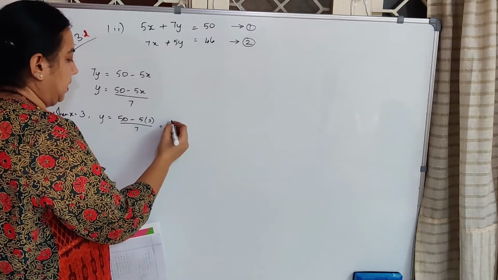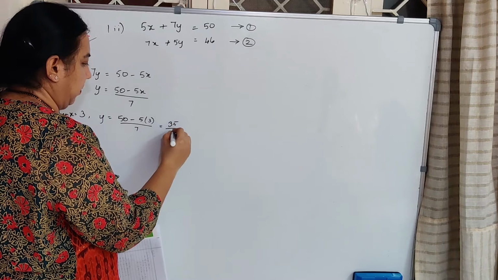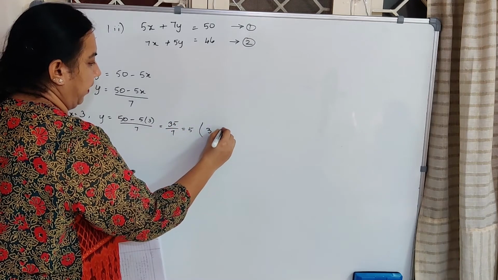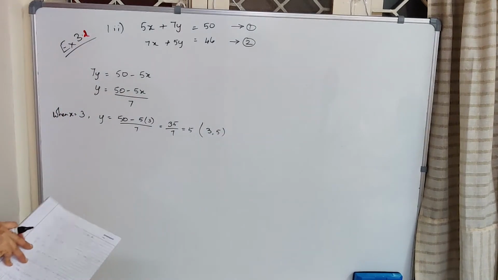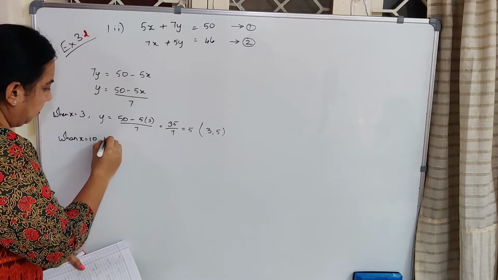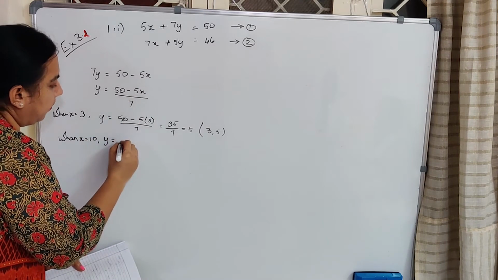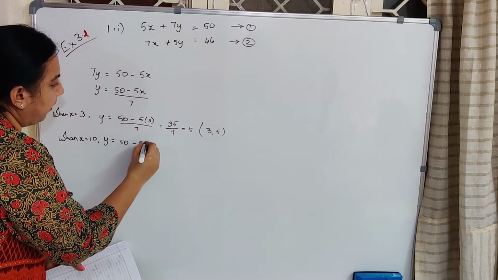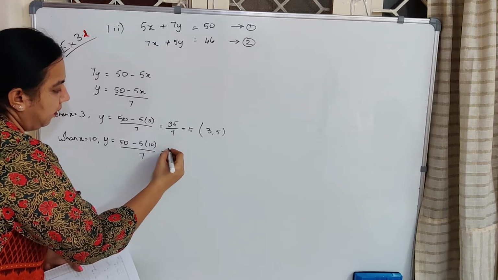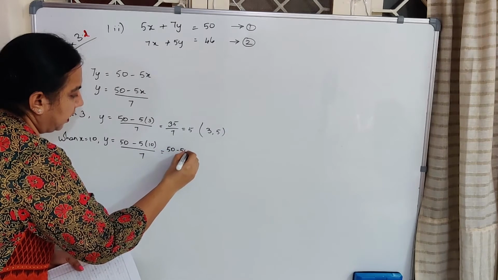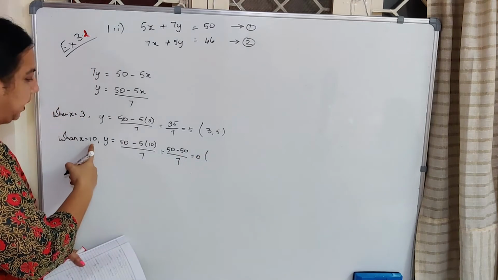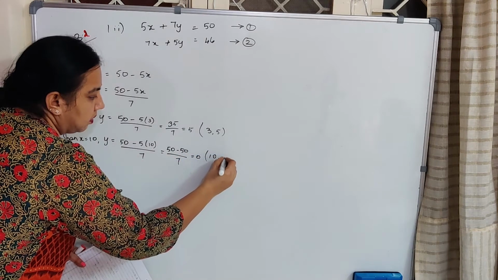50 minus 15 is 35, 35 by 7, and that is 5. So the point will be (3, 5). Then the next point will be x is equal to 10. So y is equal to 50 minus 5 into 10 by 7, and that I get 50 minus 50 by 7, and so I get 0. So the point will be (10, 0).